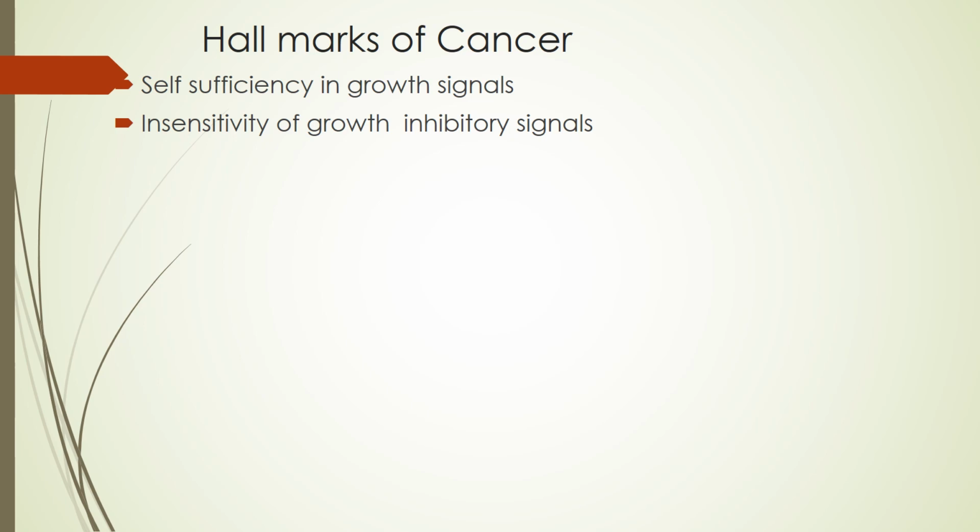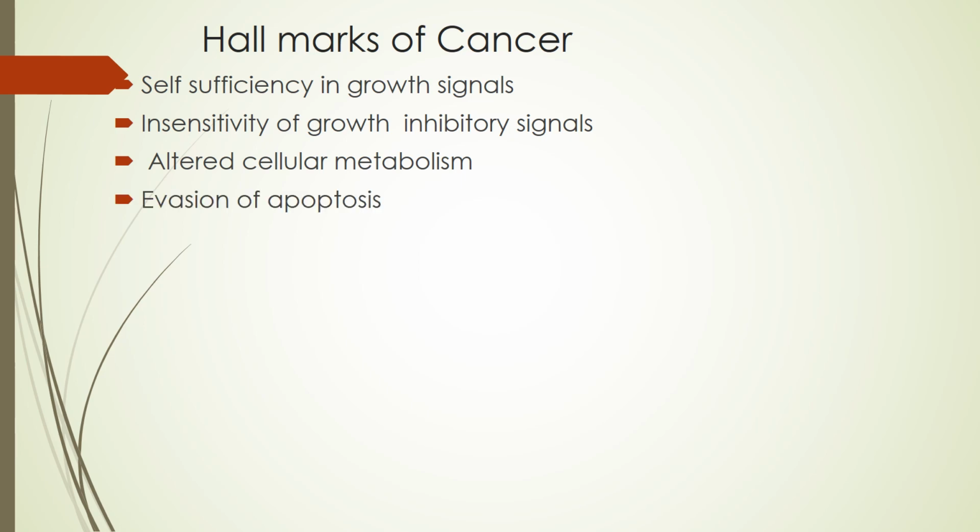Insensitive to growth inhibitory signals. The normal growth inhibitory signals which are produced, these cells don't care about them. They are not sensitive. They keep on producing their malignant cells. Altered cellular metabolism: their cellular metabolism is changed from a normal to an abnormal one. Evasion of apoptosis. Now they don't die. The programmed cell death mechanism is lost now.